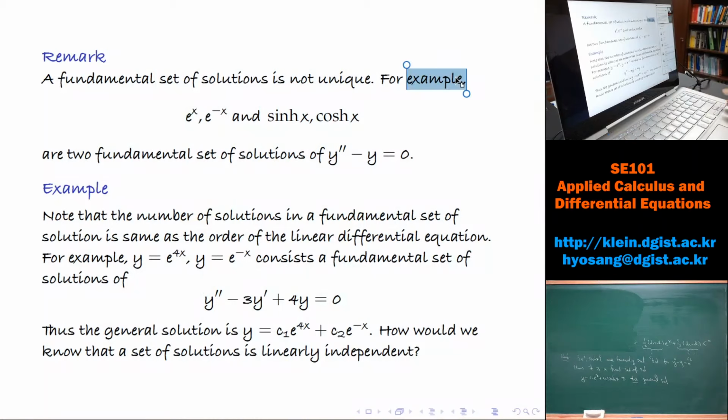So here's another example. We have y double prime minus 3y prime plus 4y equals 0. And we already know that these two functions, e to the 4x and e to the minus x, are solutions to this homogeneous differential equation. So by Proposition 1, we can say that the sum of these two functions with arbitrary constants is the general solution. Now, here's another question.